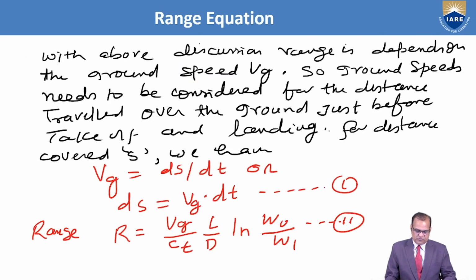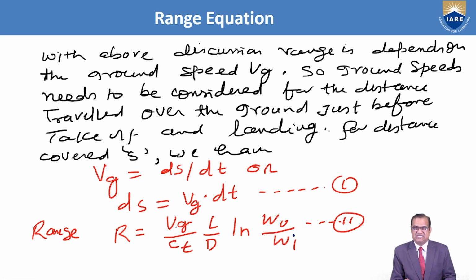Range equation, we have to now see that with the above discussion, range depends on the ground speed Vg. So ground speed needs to be considered for the distance traveled over the ground just before takeoff and the landing. For distance covered S, we have Vg is equal to ds by dt, or ds is equal to Vg into dt. So range is equal to Vg by Ct into L by D log W0 by Wi initially, and this is the total. So this is the range equation.